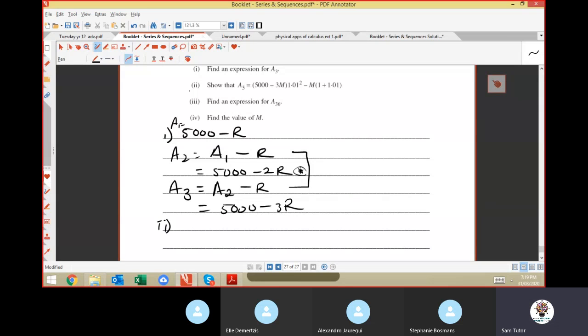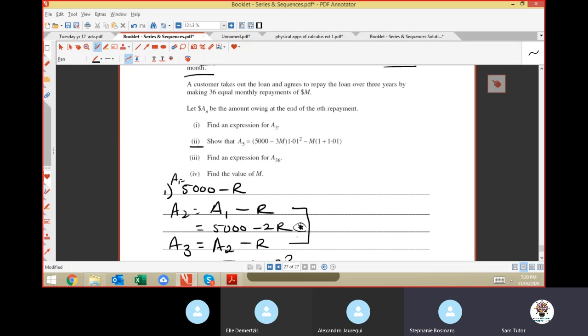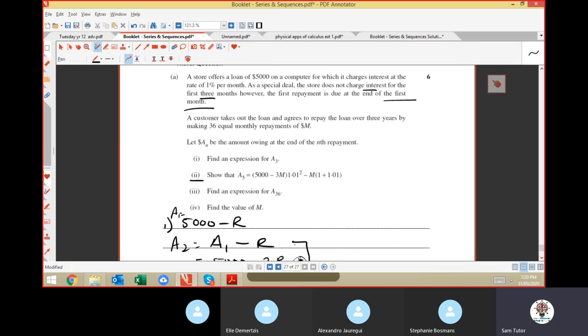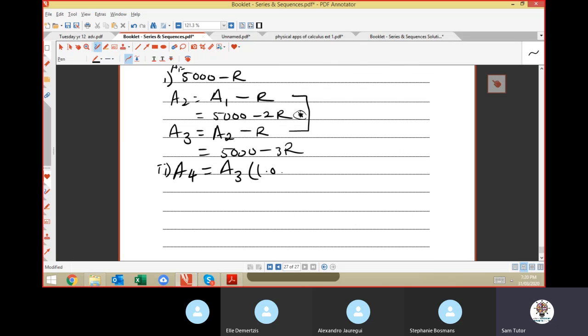Please do it again. Show that A5. So now you're going to do A4. So what happens in A4? You have to charge interest. That's going to be A3, charging interest. So 1 point, what is it? 1% you said? 1% per month. Yeah. So 1.01 per month. So that should be 1%. Would be 0.01, yeah.